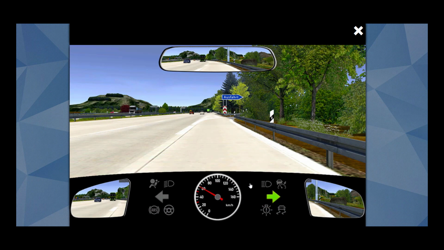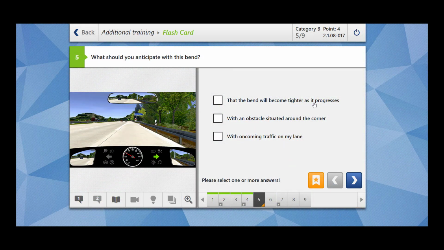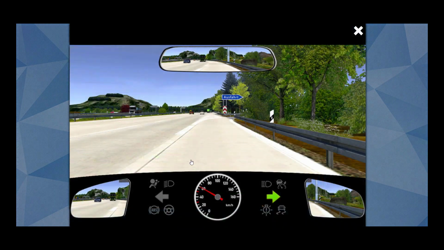What we see is that we want to exit the autobahn and we have a road. So we are already on the exit lane and there is a road which we can see on which we are going to drive. Let's look at the options. That the bend will become tighter as it progresses. This is correct. Whenever you are leaving the autobahn, you always have to pay attention to the radius of the exit lane.